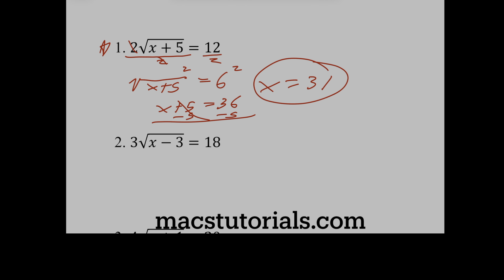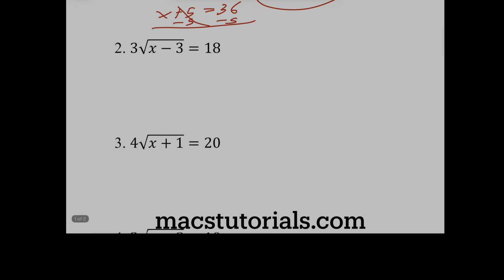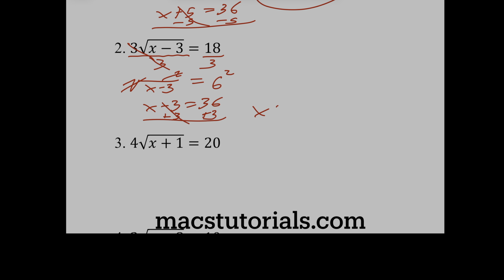All right, let's go on to number 2. That 3 is in the way, and remember that 3 is being multiplied by the radical. So I'm just going to divide by the radical, and I'm going to get radical x minus 3 equals 6. Now, to get rid of that square root, just square both sides. I'm going to get x minus 3 equals 36. And then once I add 3 to both sides, boom, x equals 39.